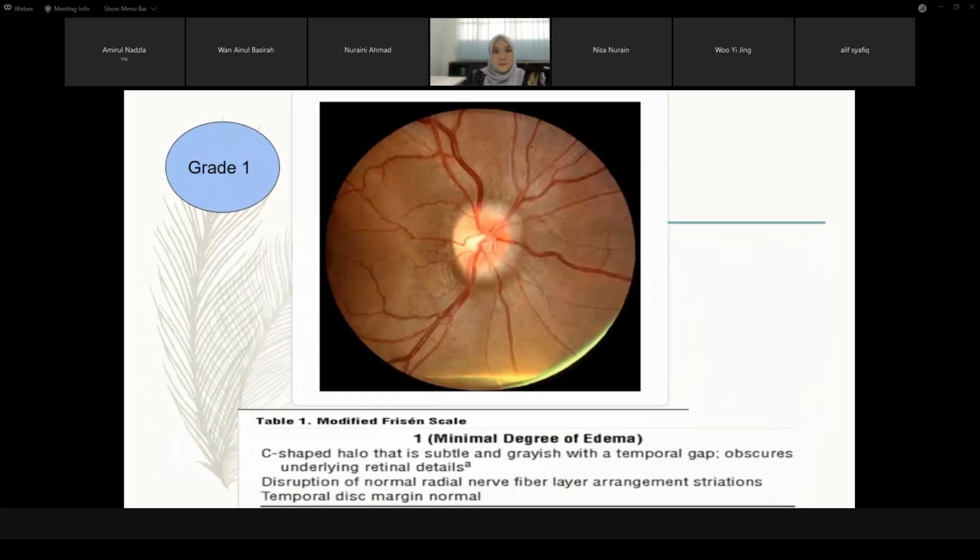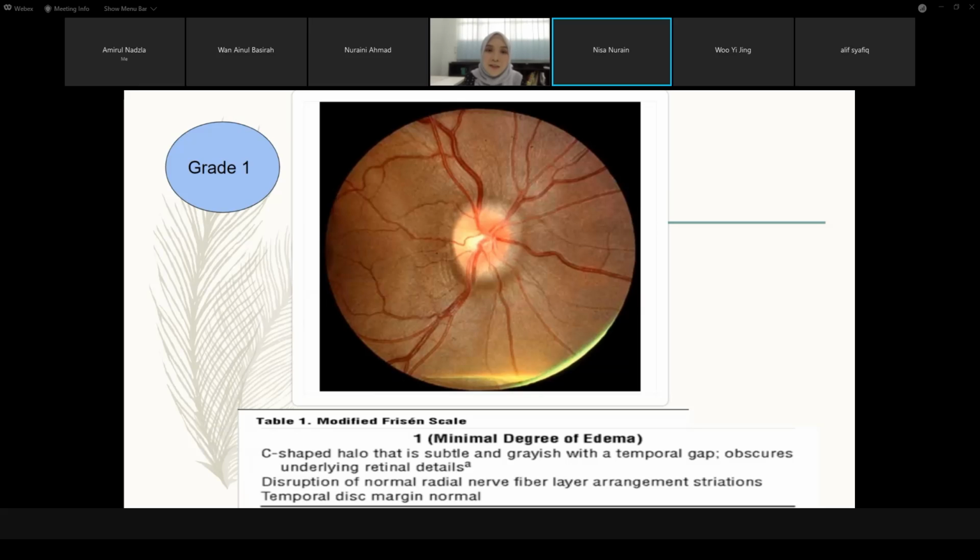So this is grade 1 of the fundus. We will see the fundus finding of grade 1 where the C-shaped halo is subtle and grayish with a temporal gap which obscures underlying retinal details, disruption of the normal radial nerve fiber arrangement striation, and the temporal disc margin is normal. Okay, doctor, I actually want to ask, the C-shaped halo, which one are we supposed to look at?